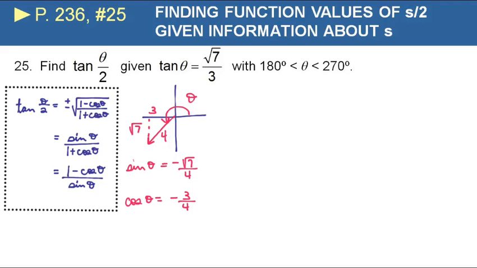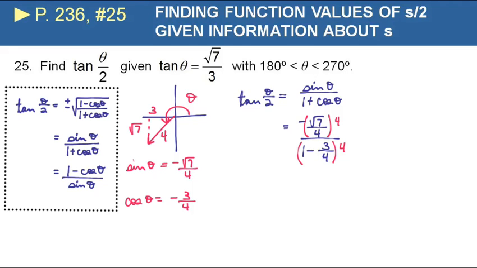And so let's go ahead and plug into one of our formulas. And again, I choose the sine over 1 plus cosine. So that's going to be negative square root of 7 over 4 all over 1 plus negative 3 over 4, or 1 minus 3 over 4, either way. And let's not rationalize, but again, simplify this complex fraction. We will multiply both top and bottom by 4, and that will leave us negative square root of 7 in the top, and in the bottom 4 minus 3, which is 1. So we end up with negative square root of 7.